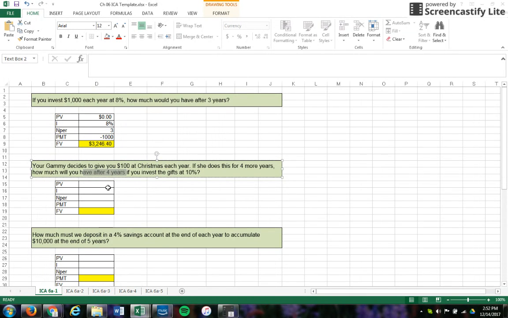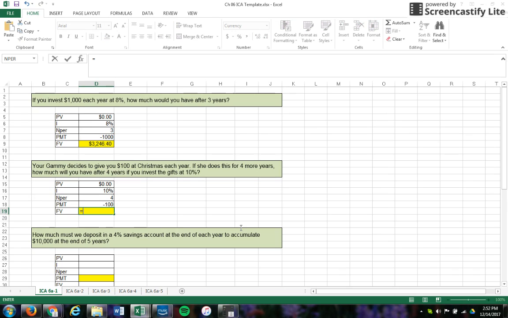So we look at that. We see here, she's going to give us $100 at Christmas each year. We start out with 0. It says we don't have any. If you can invest it at 10%, that's our annual rate, and we're going to do this for 4 more years, and we know our payment's going to be $100. So let's say you take the $100 and you put it in the bank. How much would you have after 4 years?